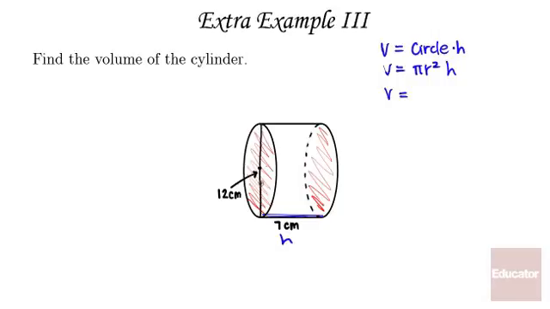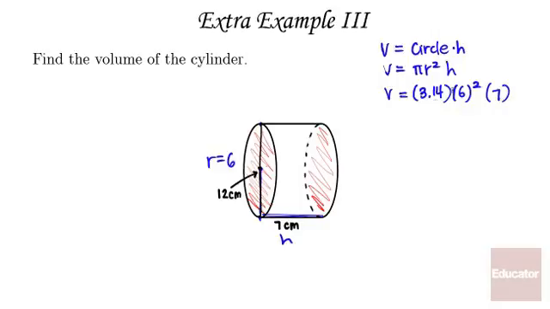Now, here I'm given the diameter, right? Because it's from a point on the circle to another point on the circle passing through the center. That's a diameter. I want the radius. The radius is half my diameter. So I just want half of that. This is my radius that I want. So the whole thing is 12, then my radius is going to be 6. So pi, I'm going to use 3.14. The radius is 6 squared times the height, which is 7.